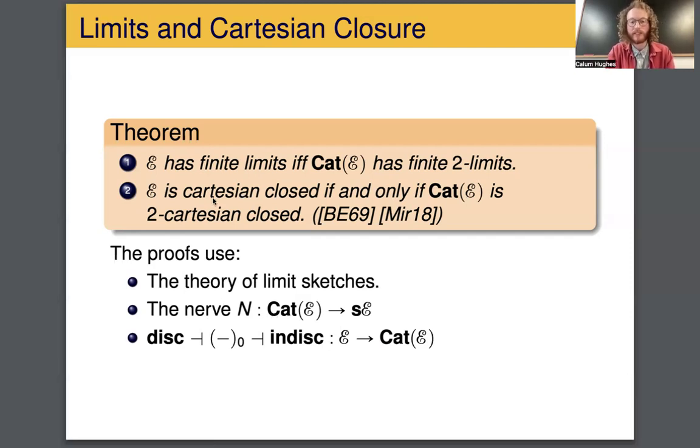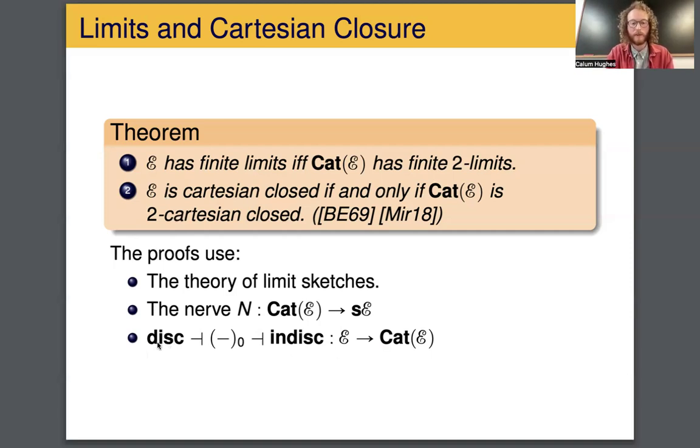And so, to calculate the exponential of two internal categories, what you do is you think of them as simplicial objects in E. You calculate their exponential there, which exists, and then you prove that this is actually an internal category. And the last bit of interest in this proof that I want to talk about is this string of adjunctions here.